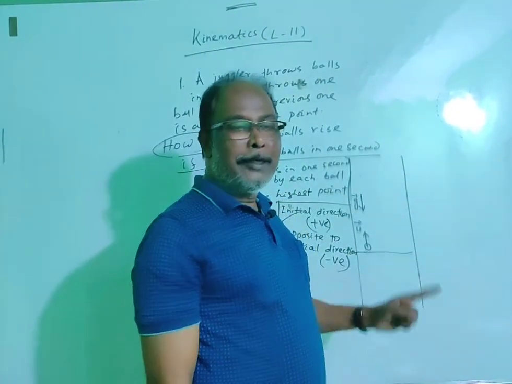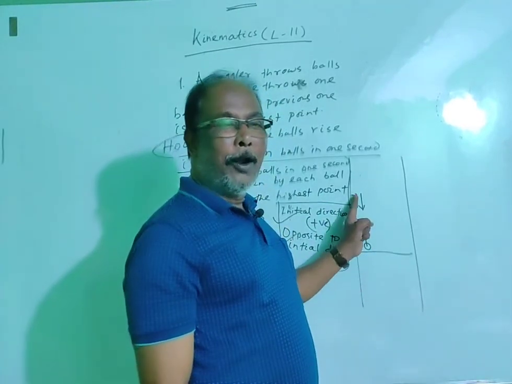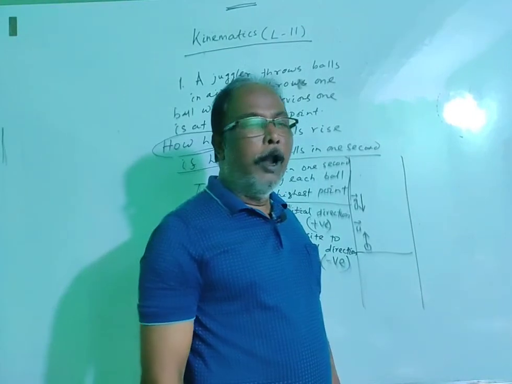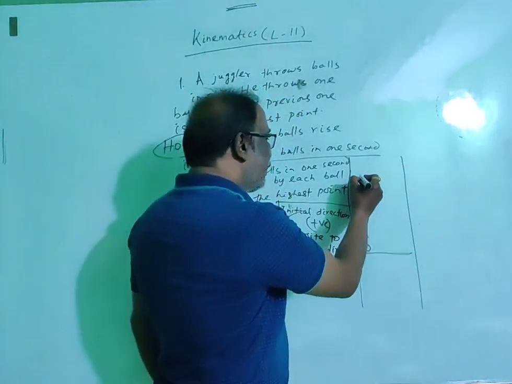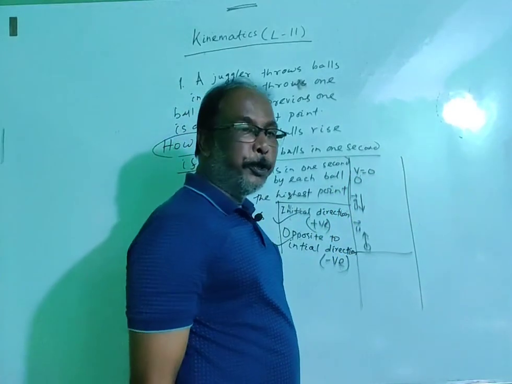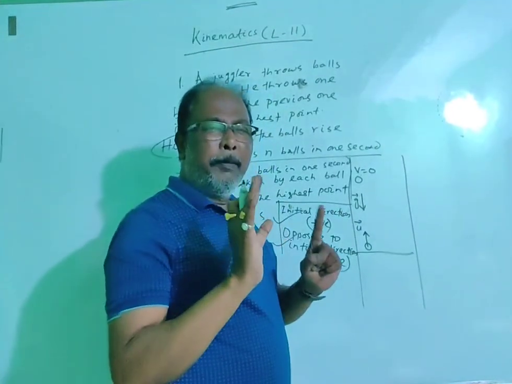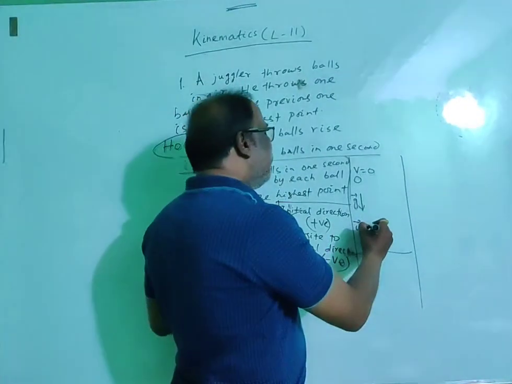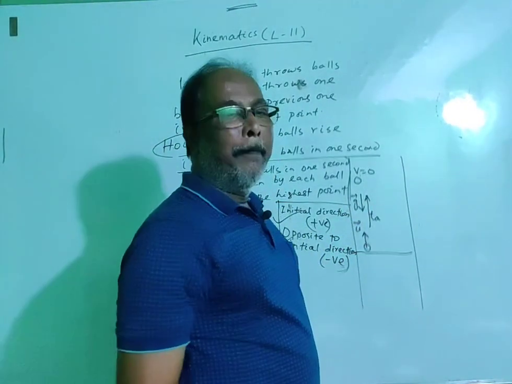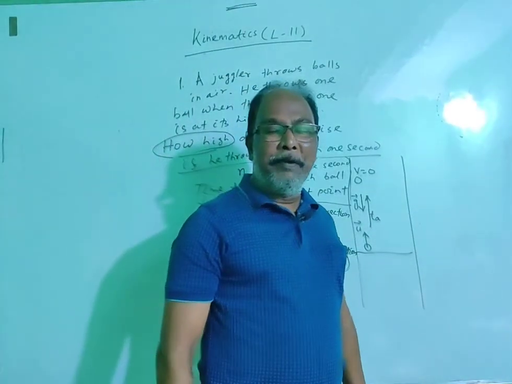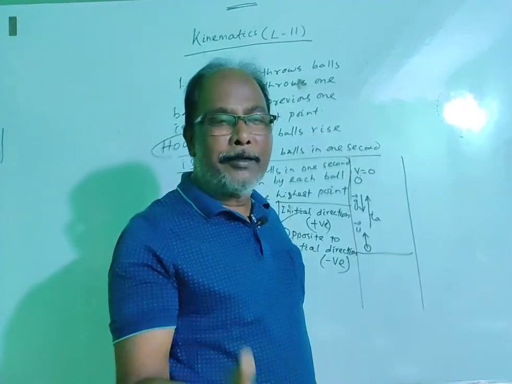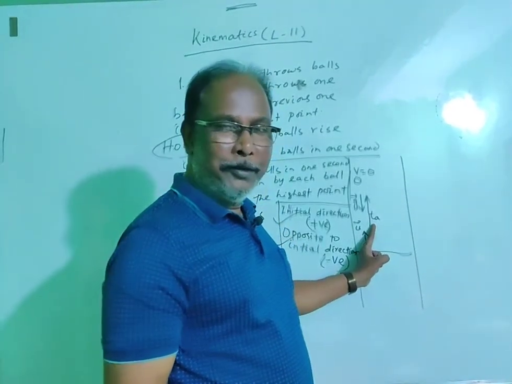Retarded motion. Because if velocity and acceleration are opposite to each other, then the magnitude of velocity will go on decreasing. And at a certain position, its final velocity becomes zero. The time taken by the body to reach the highest position, we have taken it T_A. We have discussed it in the previous lecture. T_A, A for ascent, time of ascent.